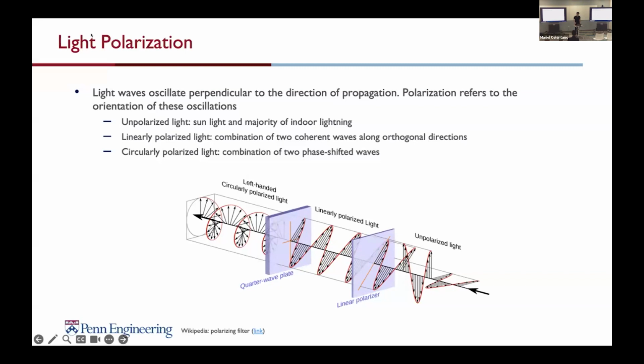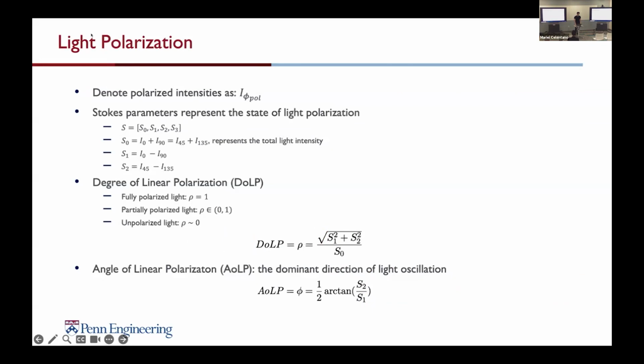After unpolarized light hits a linear polarizer, as visualized in the bottom figure here, only part of the light will be able to pass through. The light after passing through this linear polarizer will only oscillate in one direction, which means the light is linearly polarized. You can view this as a combination of two coherent waves along two orthogonal directions. There's also circularly polarized light, which is essentially the combination of two phase-shifted waves, which we will not cover in this thesis. Now we introduce a few notations or variables that are important for understanding polarization.